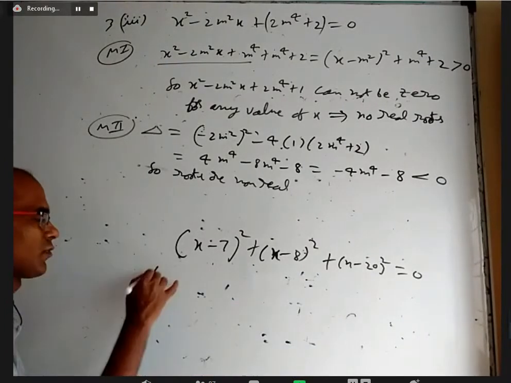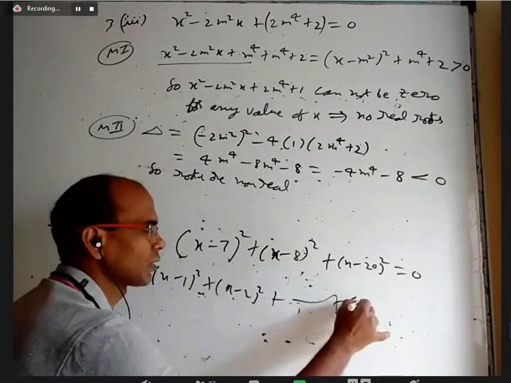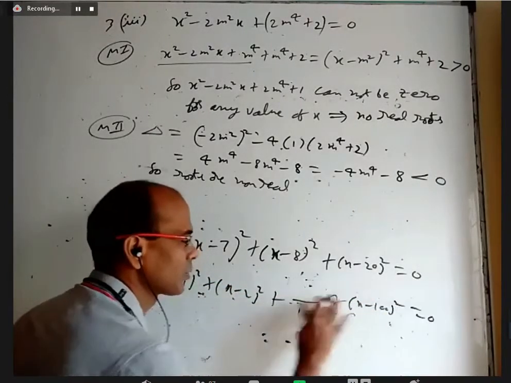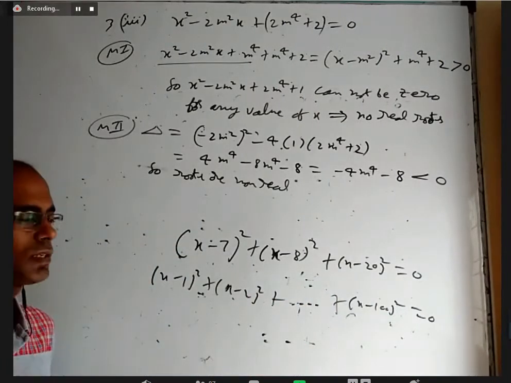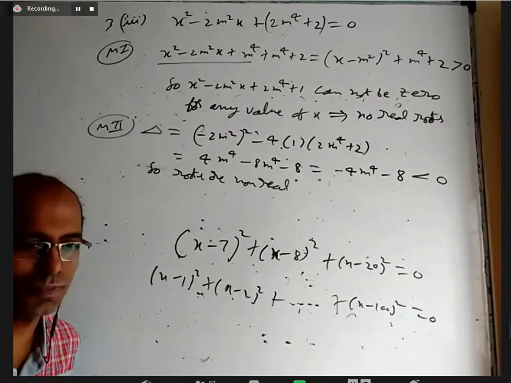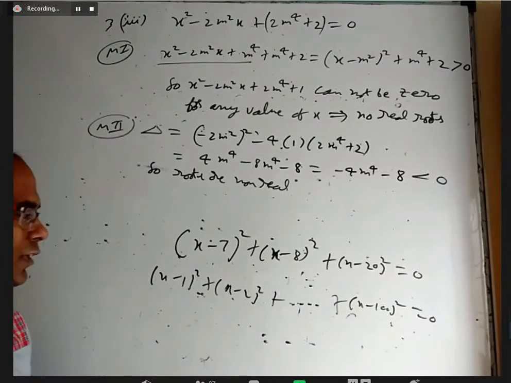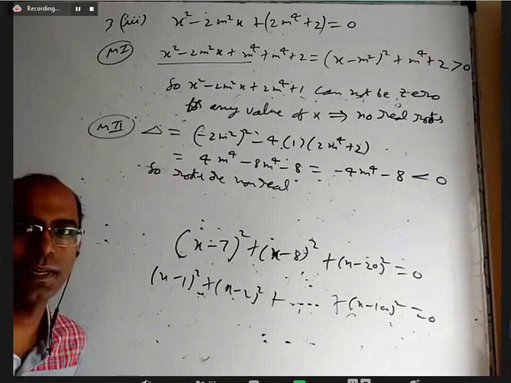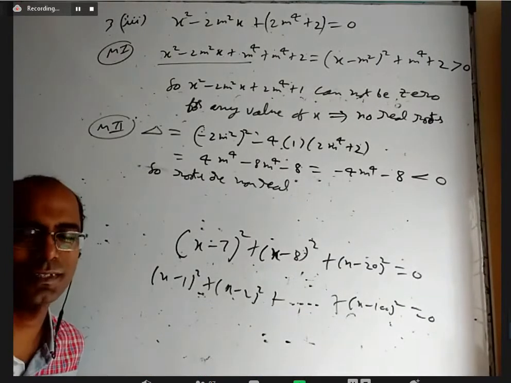I gave only 3 terms, but I can give 100. If you want, I can write a question: (x minus 1) whole square plus (x minus 2) whole square, and so on up to (x minus 100) whole square equal to 0. If I say show that the roots of this are non-real, it's useless to expand, get a final quadratic equation and then find b square minus 4ac. Yes, you can do it by brute force and show your strength that you have done big calculations. But you can be smart and say all these are positive and their sum can't be 0.